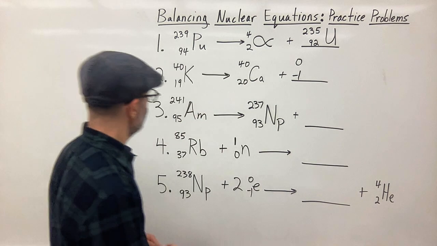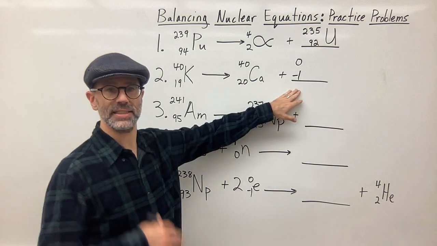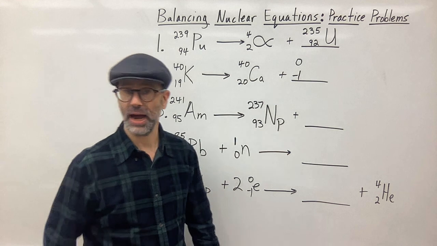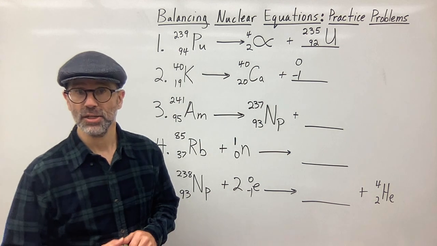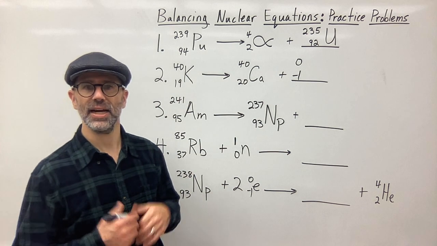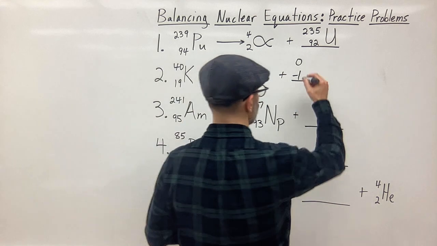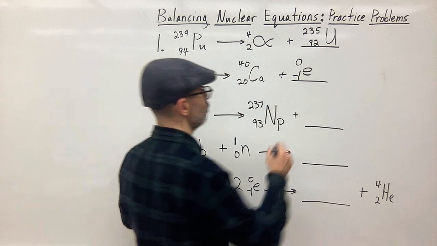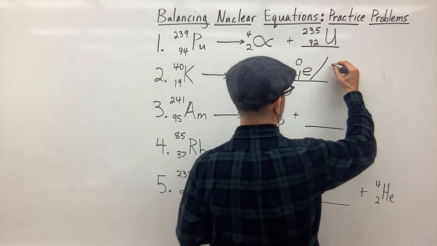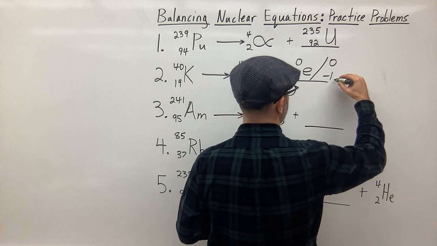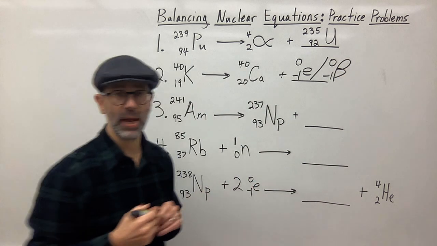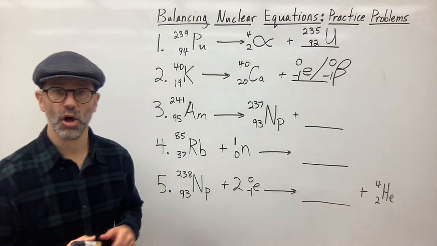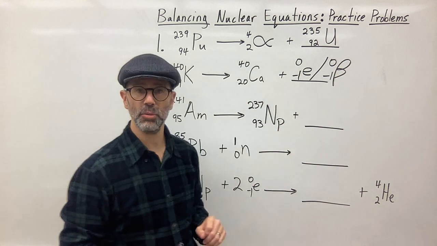Sorry about that. So the question is, what particle has 0 mass and a negative 1 charge, for example? That would be your beta particle. What is a beta particle? It's an electron, basically. We could either write e for the electron, or we could use the Greek symbol beta, with 0 on top and negative 1 on the bottom. Either one of these symbols would work.